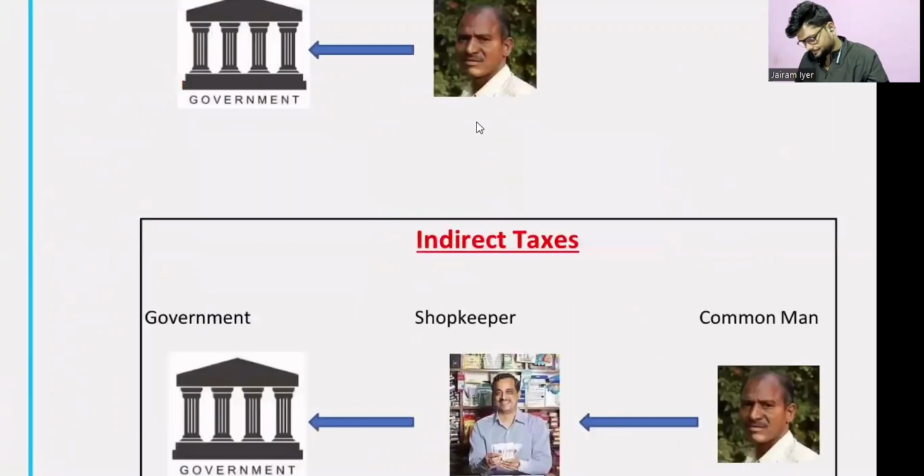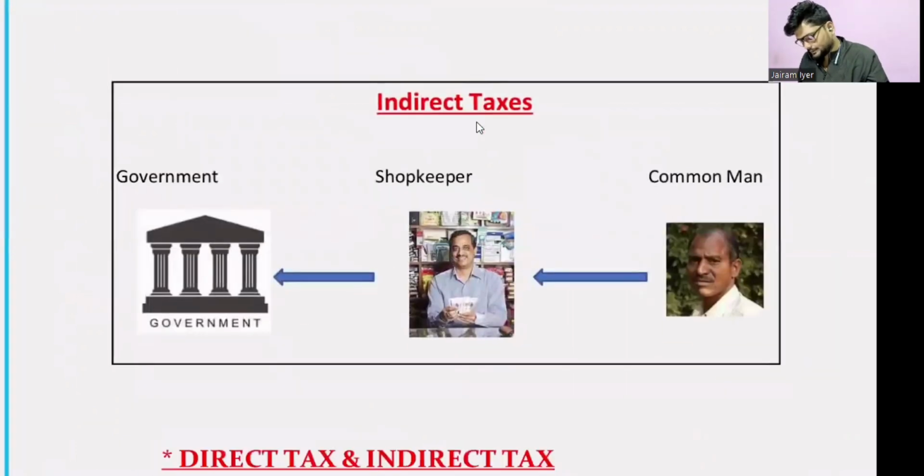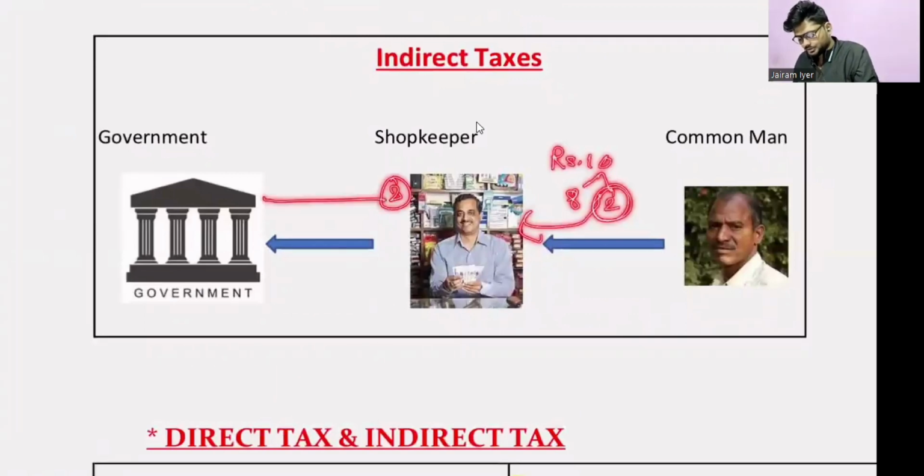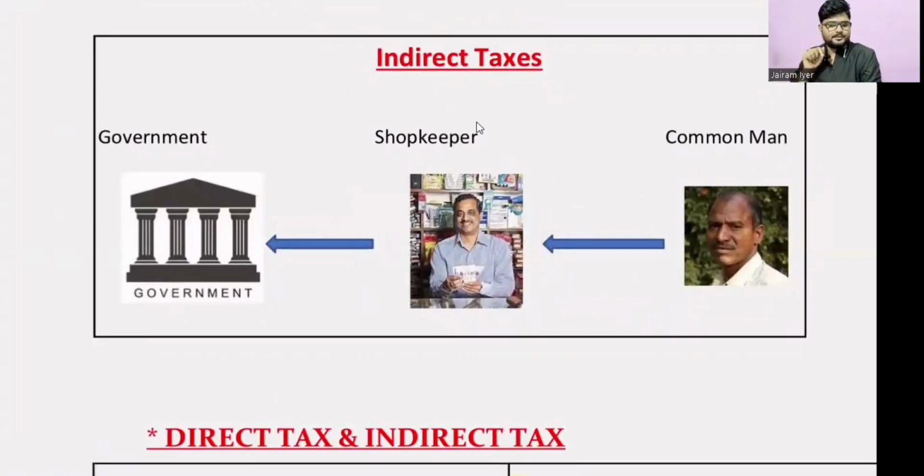But if you talk about indirect tax, what actually is it? This is the common man who is going to buy a product of, say, rupees 10. In this 10, 8 is the product value and 2 is the tax. This 2 rupees is collected by the shopkeeper, and the shopkeeper deposits it to the government. We never deposit the goods and service tax unless we are a retailer, wholesaler, or manufacturer. The common man never deposits the tax to the government.